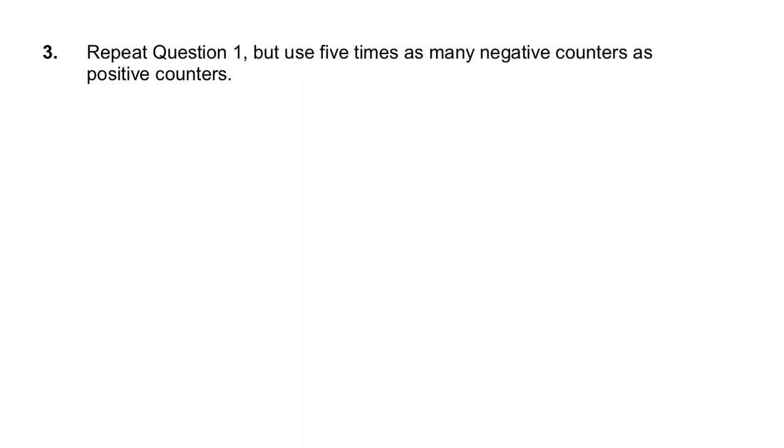So here is part A, where we'll start with one positive counter, and we'll have 5 times as many negatives. 5 times 1 is 1, 2, 3, 4, 5. I'm going to look for our 0 pairs, and we have 4 negatives left over. 1, 2, 3, 4. And this is just 0.